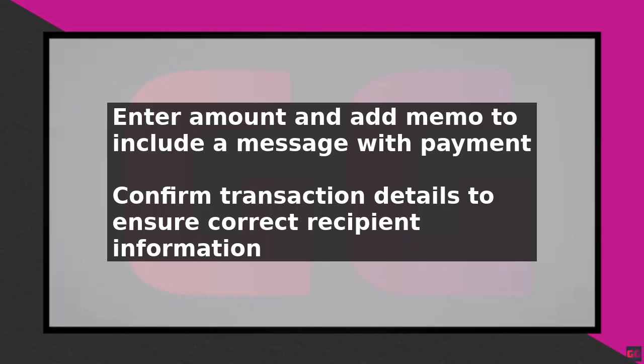In conclusion, sending money via Zelle with U.S. Bank is a straightforward process that requires you to log into your account, review the terms and conditions, add the recipient's information, enter the amount, and confirm the transaction. By following these steps and being mindful of the best practices, you can safely and efficiently send money to anyone with a U.S. bank account.